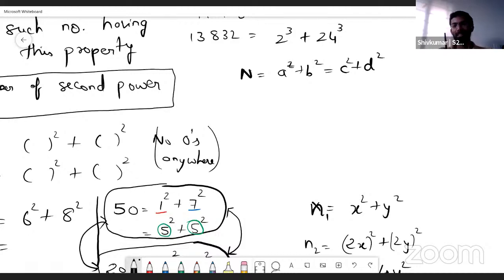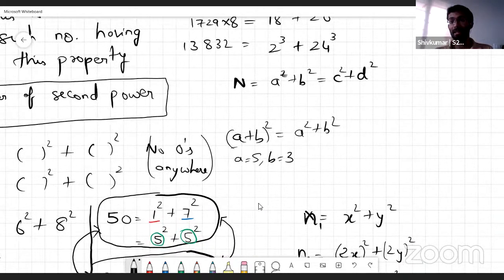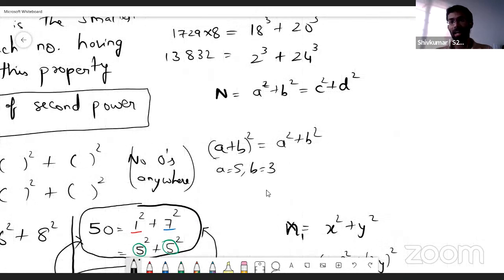Just after the session, look at it to see if a plus b the whole square is actually equal to a square plus b square. You can just substitute different values for a and b. Take a equal to 5, b equal to 3, and just check if they're equal or not. Is there some method, or is it just trial and error? No, there is a systematic method which you can get from this.